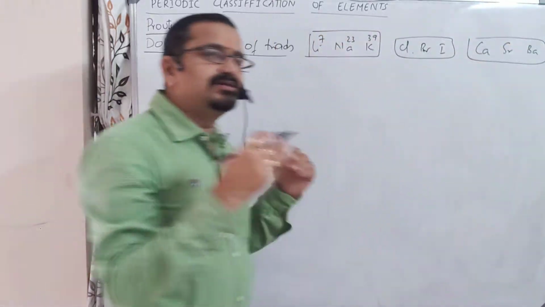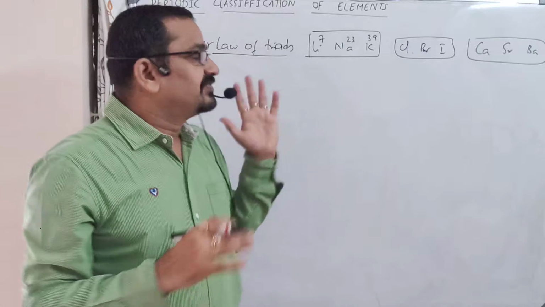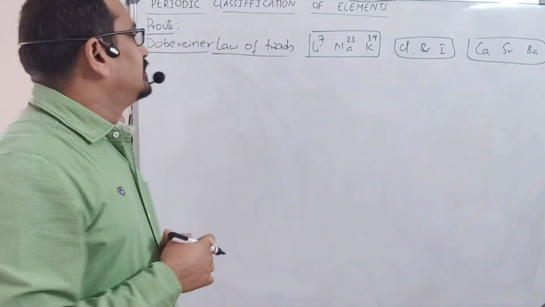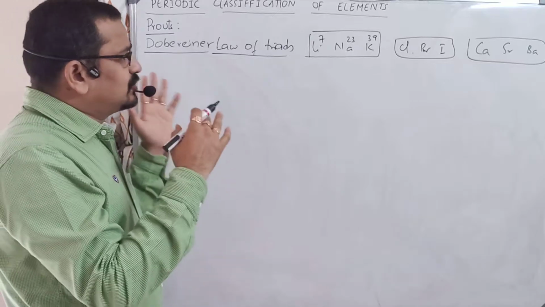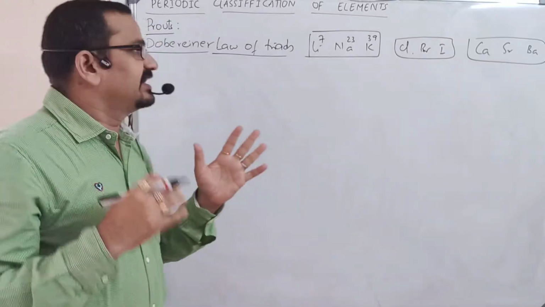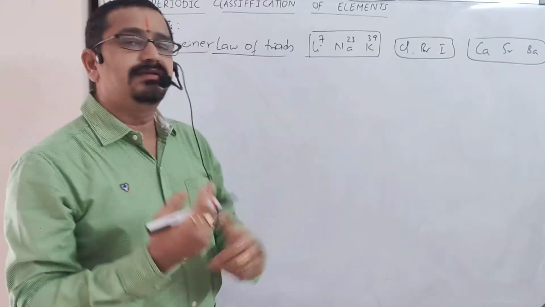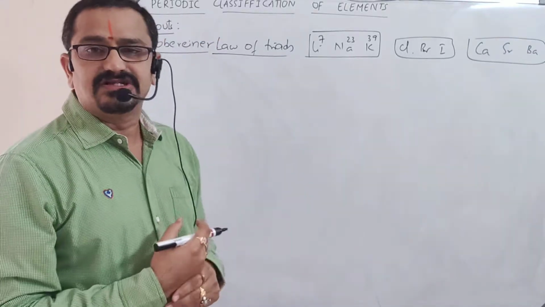But he failed to arrange all elements in this manner because this failed for other sets of elements. So even though Dobereiner had started in a proper way, as he was unable to arrange all elements in this manner, this was also ruled out.